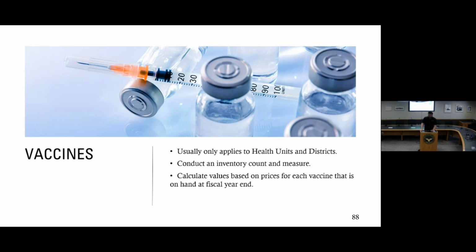Vaccines are another type of inventory we've come across. They usually only apply to health districts, health units and districts. Same process, just conduct a count and then measure it based on your various price points. And then if that's significant to you, you may have to include inventory in your health district's audit or as a component unit. Just note that other entities technically can have vaccines. We just typically only see them in health units and districts because that's just the nature of their operations.